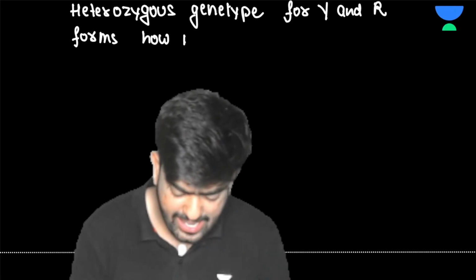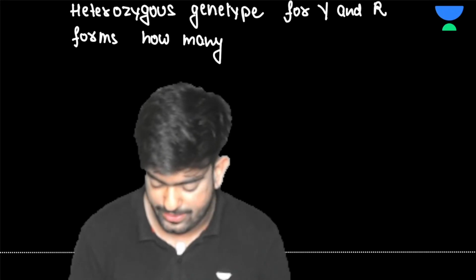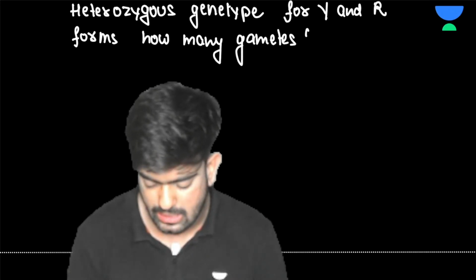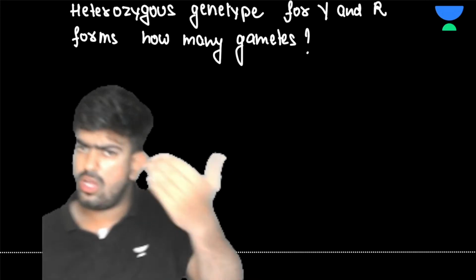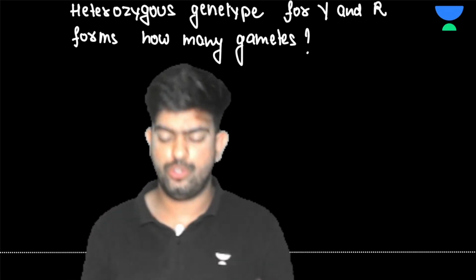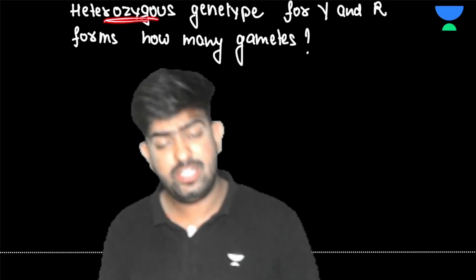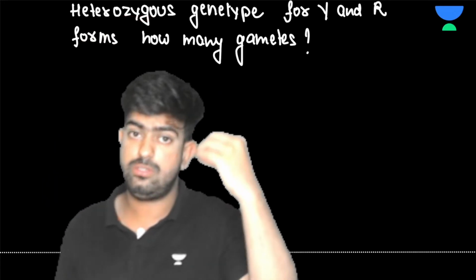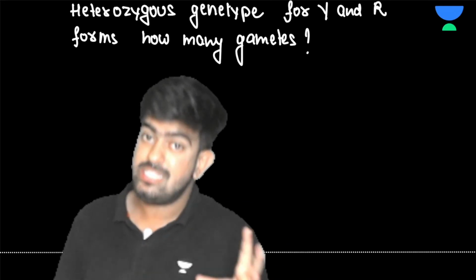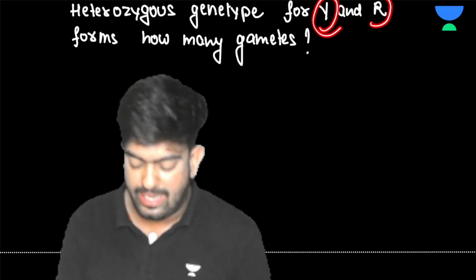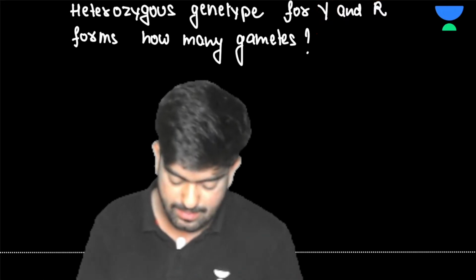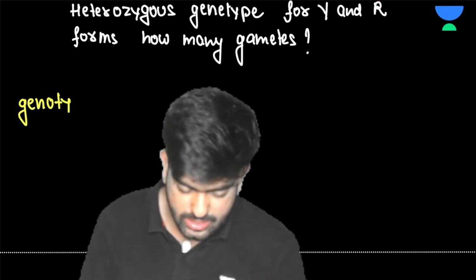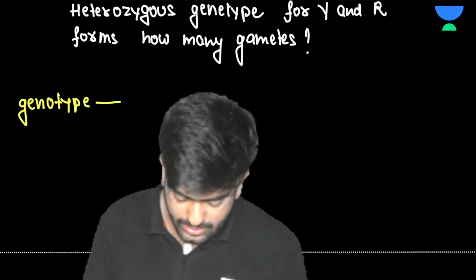It's a very easy peasy question. Yes or no? Yes, sir, it is. Then solve it quickly. What are we going to do here? First of all, the question didn't give you the exact genotype, but the question maker said that it is heterozygous, and he has given you Y and R. That means firstly you have to find out the genotype.